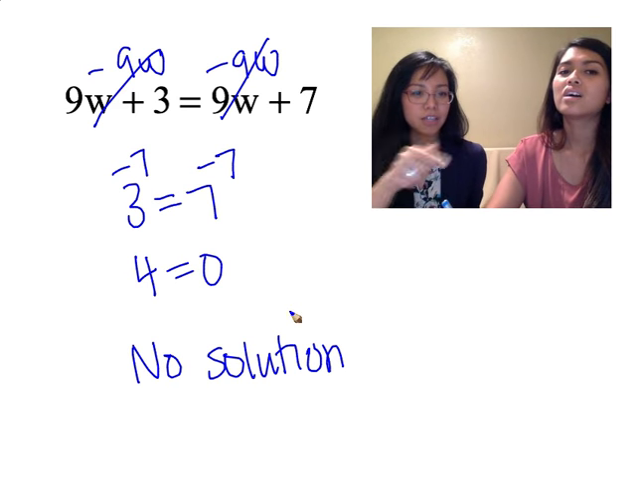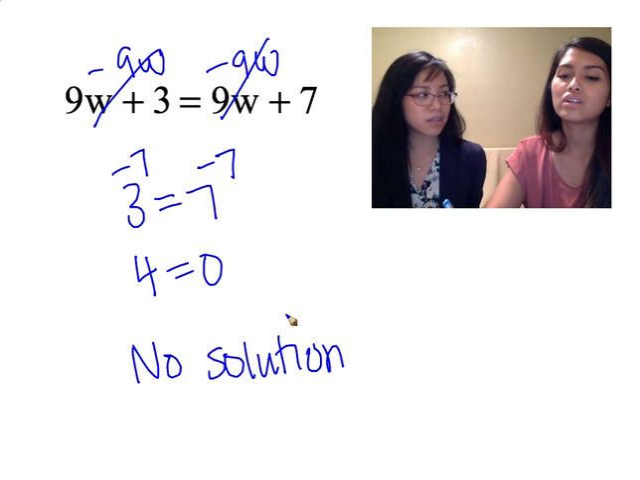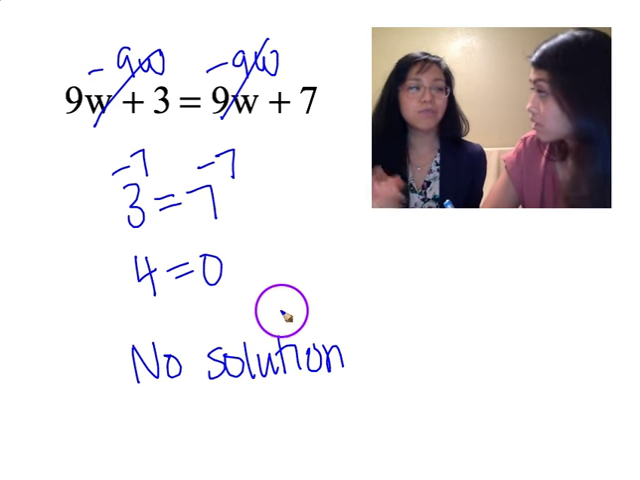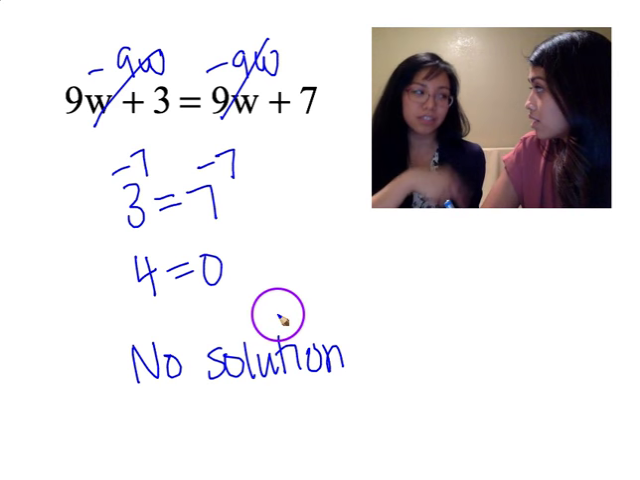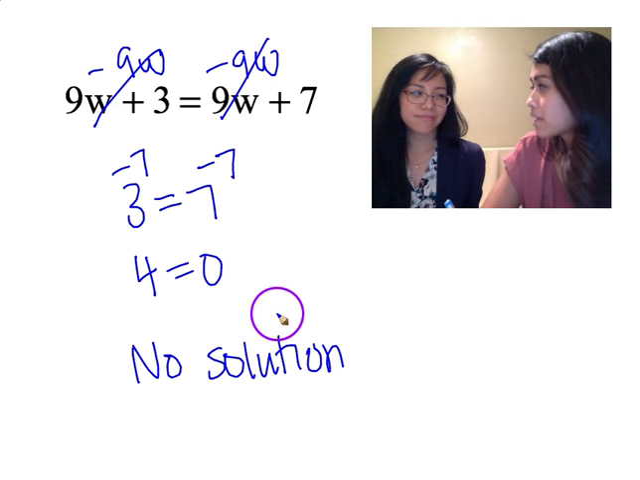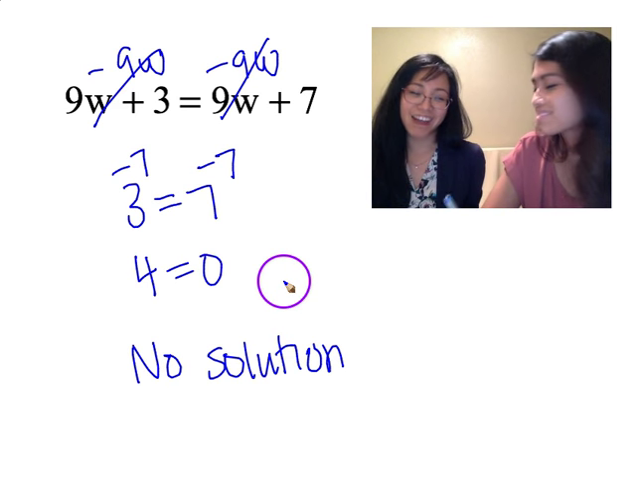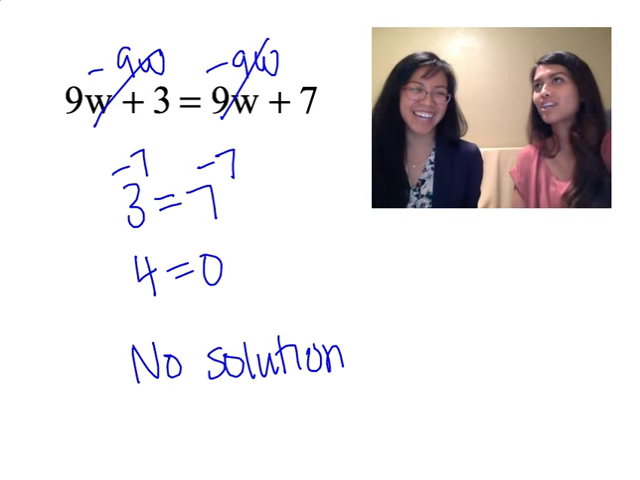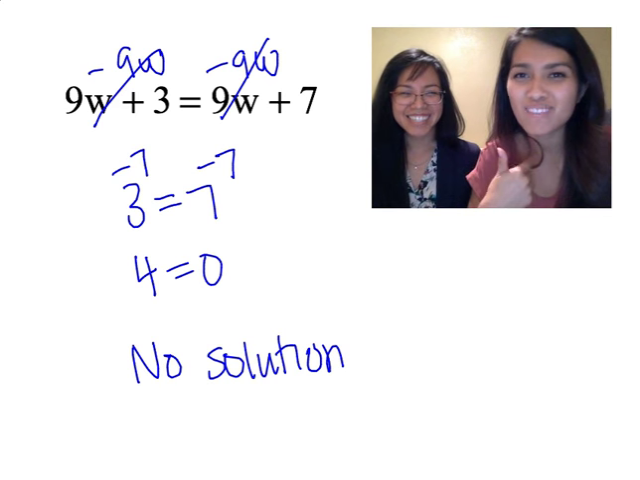4 is not equal to 0. It's not a true statement. But I'm right. That's why it's no solution. Not that it's a 0. Just that they're not the same number. But I was right. But your work doesn't match. Darn. Just remember, guys, I was actually right, though.